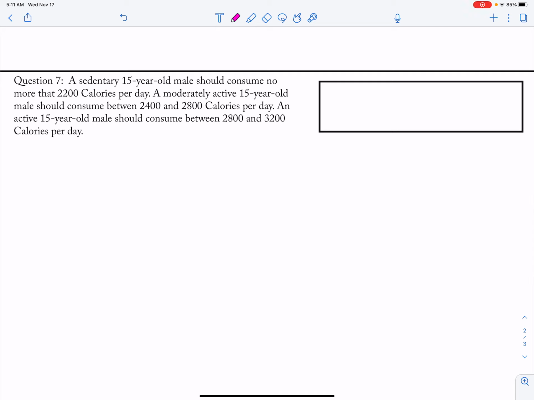And all of these were just compound inequalities. So you have a sedentary person, so 0 less than x less than or equal to 2200. And you just had 0, 2200, close the dot all the way over. And so you do have to do the other two, the moderately and also the active one. And that is it for this section.